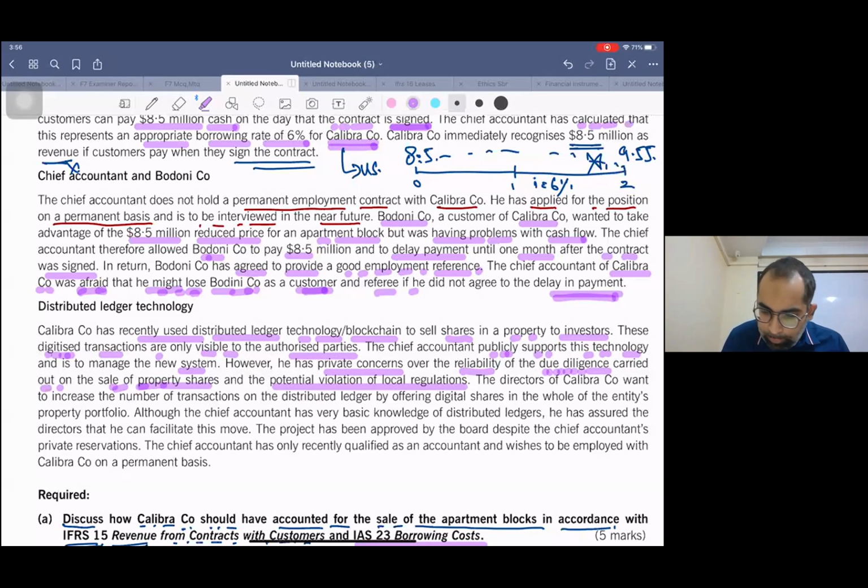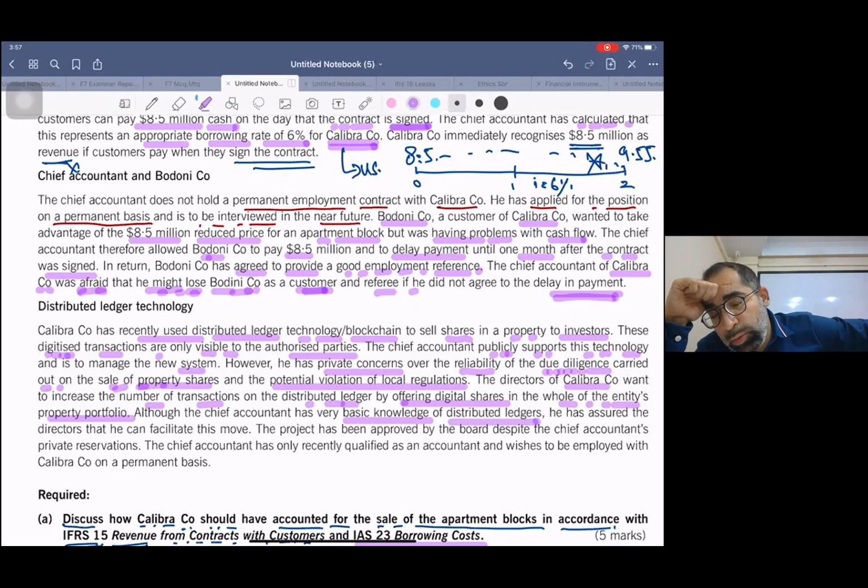Okay. Now, the directors of Calibra company want to increase the number of transactions on the distributed ledger by offering digital shares in the whole of the entity's property portfolio. Now, what the senior board of directors want, they want to flourish it, right? Obviously they want to earn. Although the chief accountant has very basic knowledge of distributed ledgers.